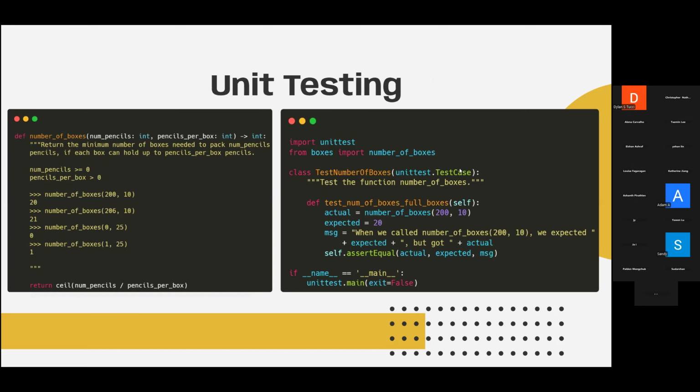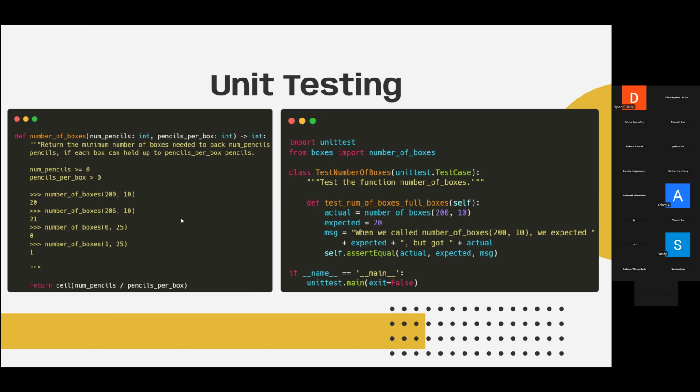So now we have an example of a unit test. So let's go over this. So basically, here, let's take a look at the function first. So the function we are testing is a number of boxes, and it will take in a parameter, which is the number of pencils, and then a second parameter, which is the pencils per box.